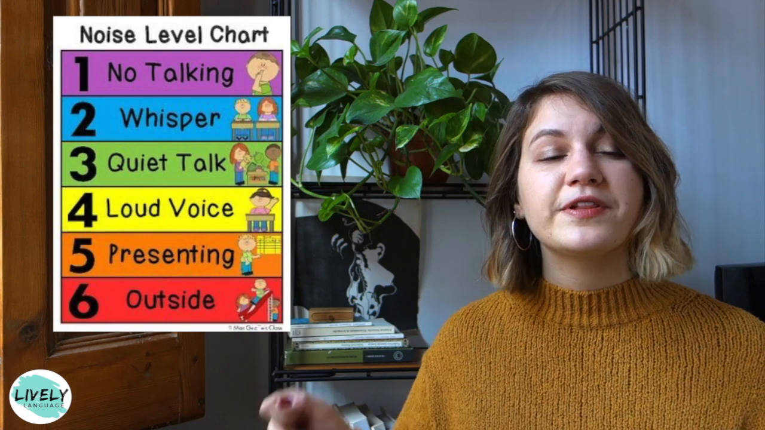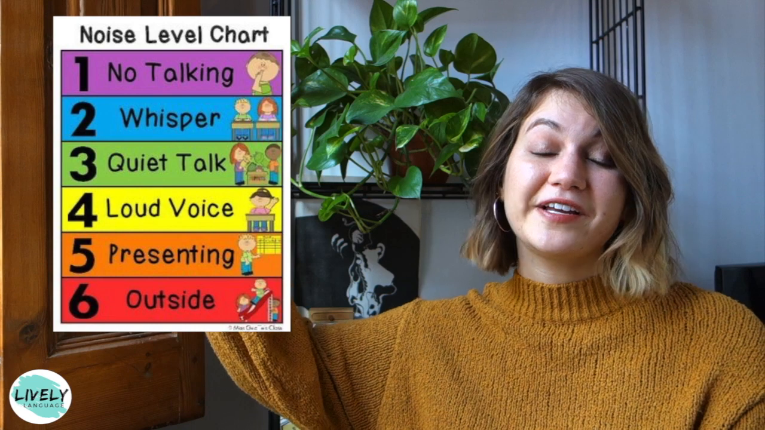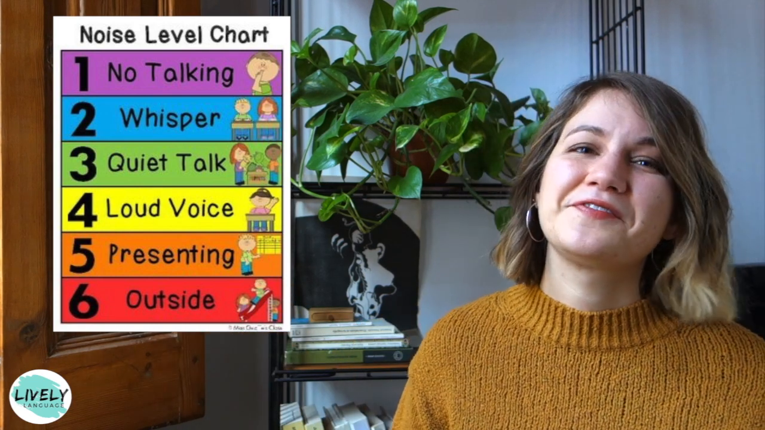So if you're doing something really interactive, I think it's important that they know that they should be either whispering or talking at a group level. There are lots of different voice level charts that you can print out and move a little clothespin to show that right now they're talking at level 5 and they should be talking at level 3.